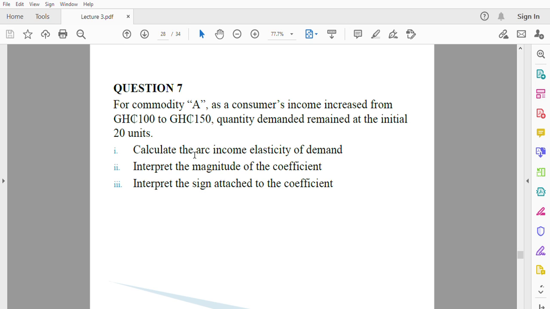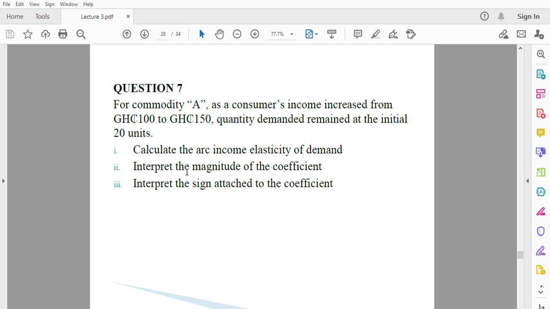So Q2 minus Q1, change in Q. Remember that 20 minus 20, you get 0. So after everything, your final answer will be 0. And if it is 0, interpret it.